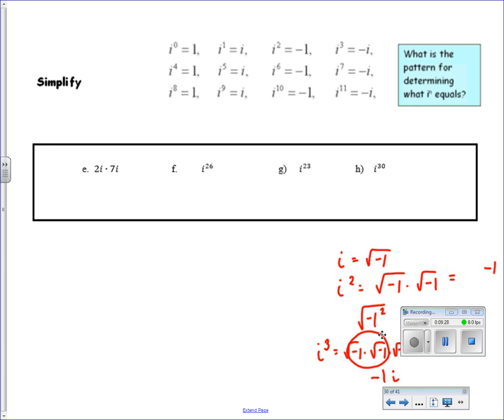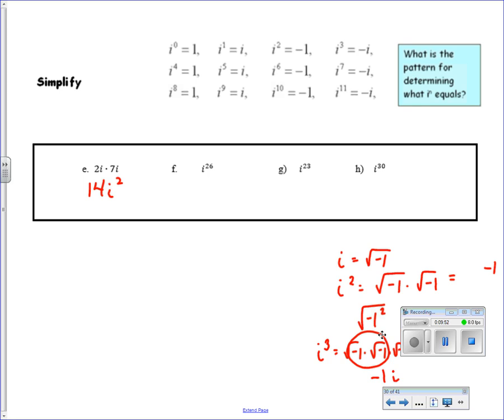So first of all, this isn't too bad. If we have 2i and 7i, this is just like 2x times 7x. Same idea. So what do you think we're going to do with the 2 and the 7? We're going to multiply them. What are we going to get? 14. And then how many i's do we have? 2. Everybody okay so far? We have 2 i's. Okay, now we're not done.